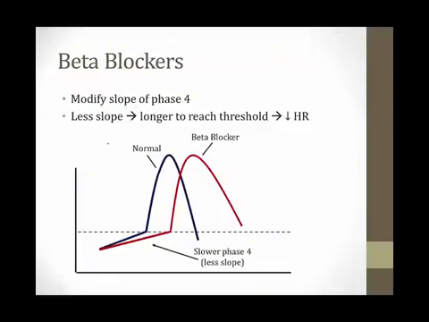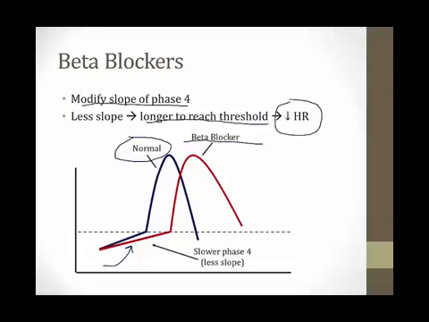Beta blockers have a couple of effects on the pacemaker action potential. They slow the sinus rate by modifying the slope of phase 4. Let's take a look at these two action potentials on the screen. In blue, I've drawn one that might represent a normal SA nodal cell. In red, I've drawn one in an SA nodal cell exposed to a beta blocker. You can see that there is a slower slope to phase 4 in the cell that is exposed to a beta blocker. A slower slope means it takes longer to reach the threshold and depolarize, and therefore there will be less depolarizations per minute, and this will lower the heart rate. And this is the mechanism by which beta blockers slow the heart rate by slowing depolarization of SA node cells.